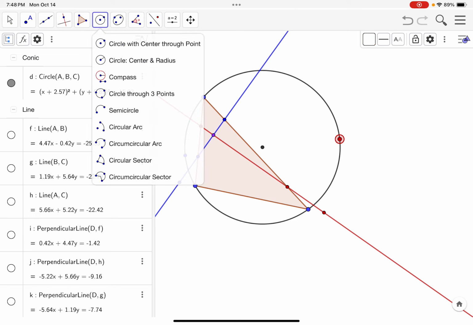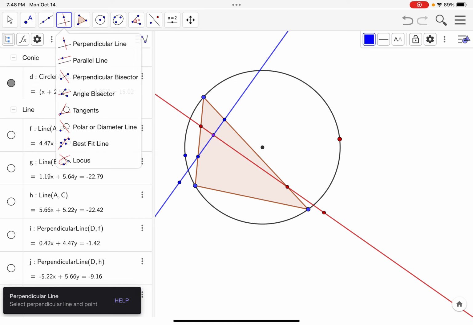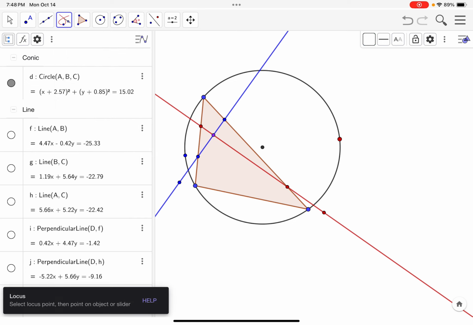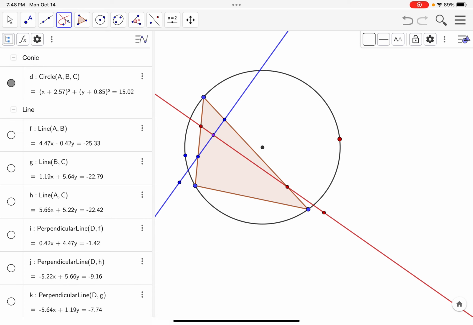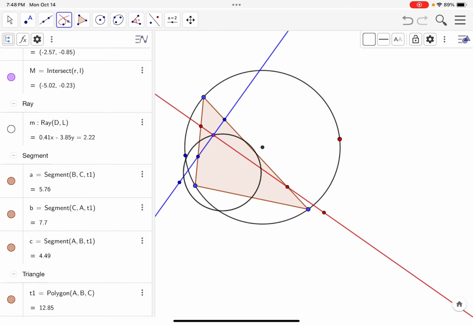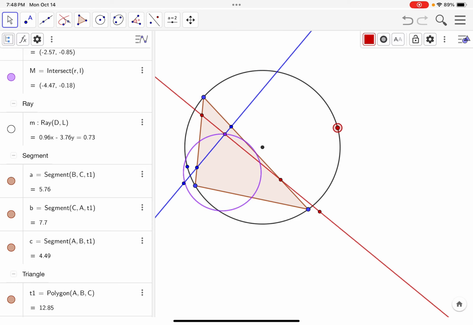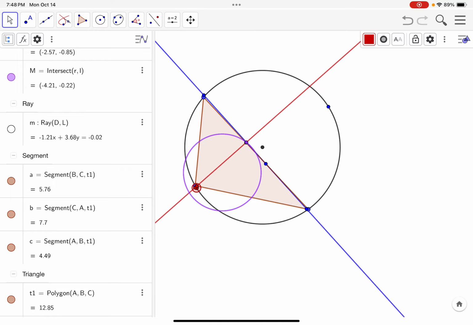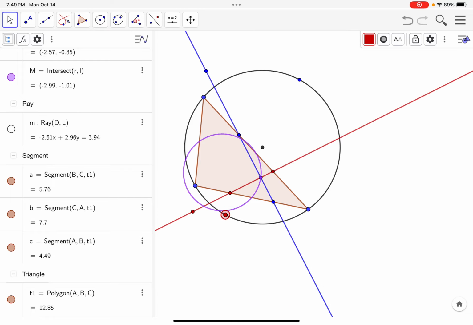And the locus tool is actually located under the perpendicular drop down. It's the last one, locus, and you can read the instructions. It says select locus point, then point on object or slider. So the point we want to construct the locus of is the purple point, and the thing that controls it is the red point. So I'm going to select the red point now, and it shows me the locus, that is all the places the purple point can go. So I'll go ahead and do it in purple, and now you can see that this is the path for that particular triangle ABC that the purple point will trace.